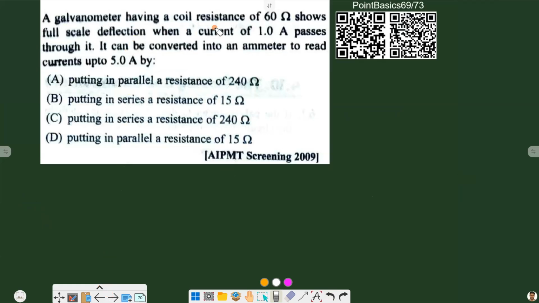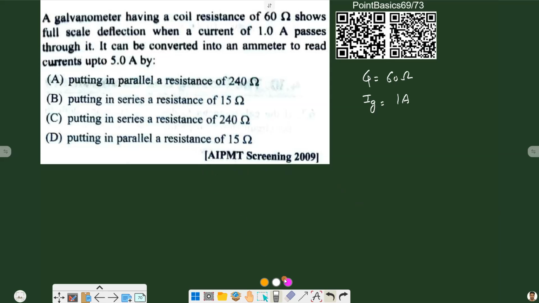A galvanometer having coil resistance of 60 ohms shows full scale deflection. So first of all, galvanometer resistance is 60 ohm. Full scale deflection current is 1 ampere. It can be converted into ammeter to read current up to 5 ampere. So we need to convert into an ammeter of 5 ampere. As this needs to be converted into ammeter, means the resistance should be in parallel.